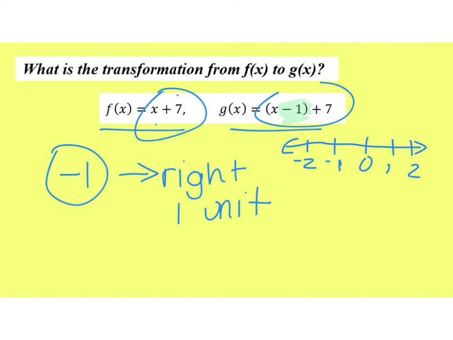Okay? How did you get right? Because it's opposite of what you think. Because if it's a number line, you would think you would go this way, but because it's inside the parentheses, it's opposite. You actually go to the right.